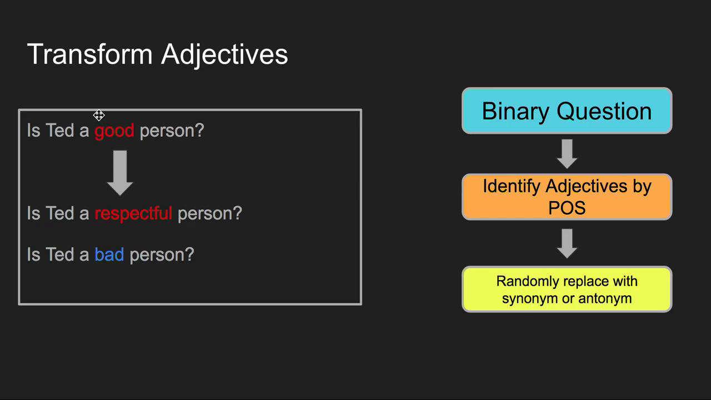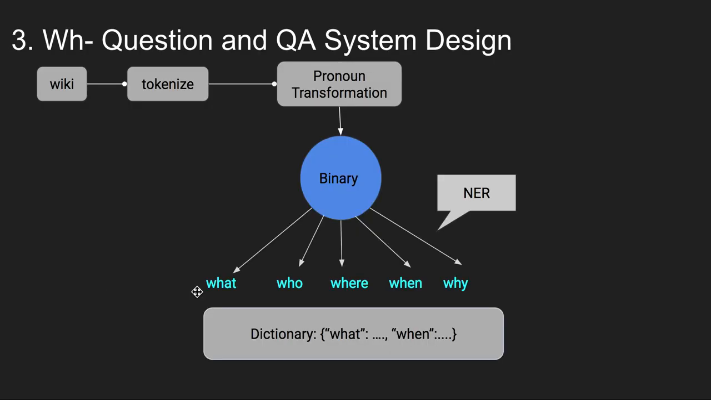Transforming adjectives makes the question more difficult. We use part of speech to identify where the adjectives are and randomly replace them with synonyms or antonyms to make the question more difficult. This is an example. Is Ted a good person? Is Ted a bad person? That's one possible transformation using antonym replacement. Is Ted a respectful person? They have similar meanings, good and respectful, and that's how we make the questions more difficult.